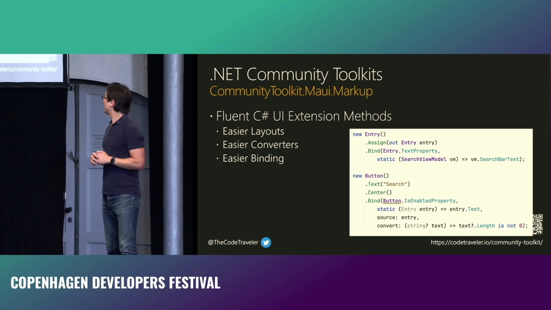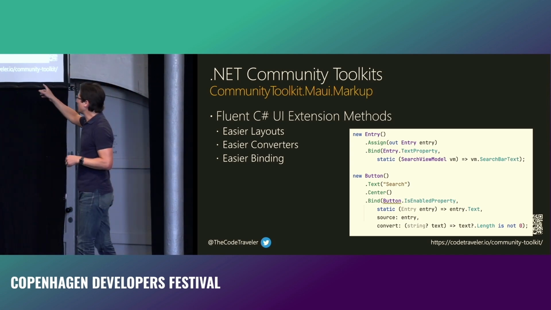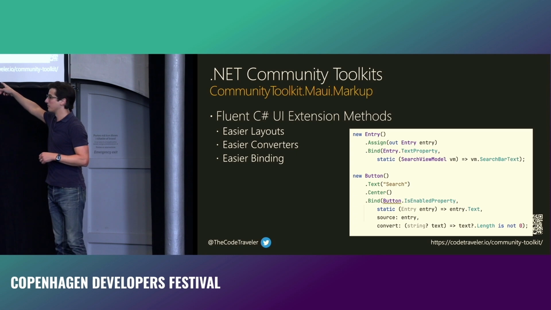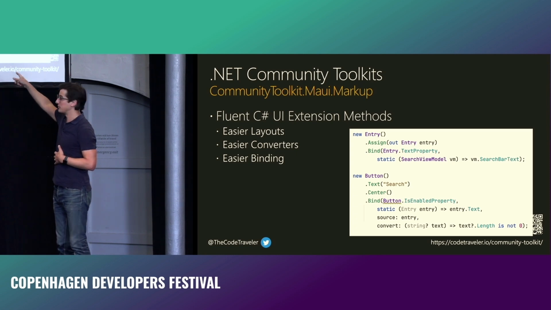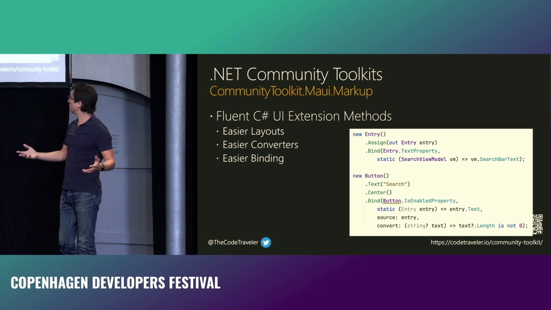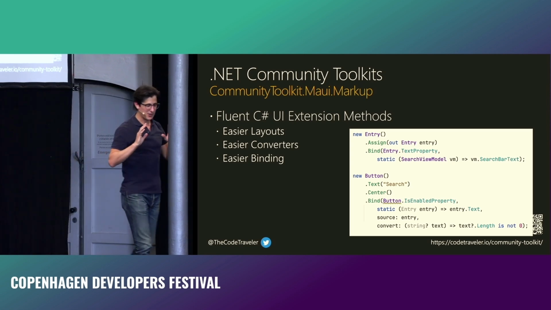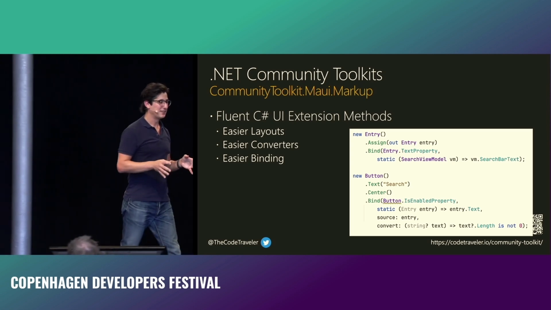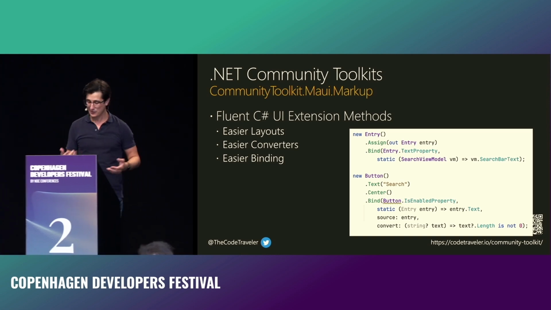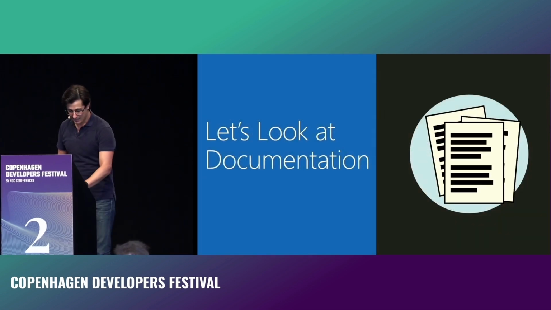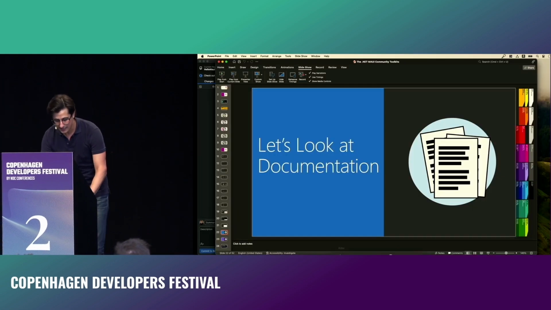And again, it's all type safe, so we know that the parameter for the converter is going to be a string, because that's what entry.Text is, and we know it has to return a bool, because that's what IsEnabled uses. So you get to take advantage of all the reasons we love C#, and like I said, you do get a little performance bump. OK, so let's check out some of the documentation.